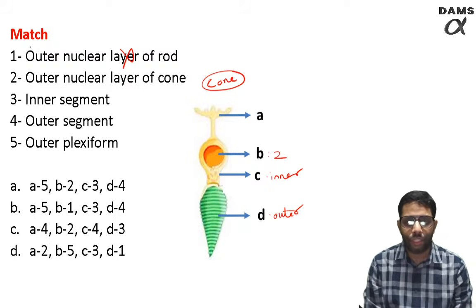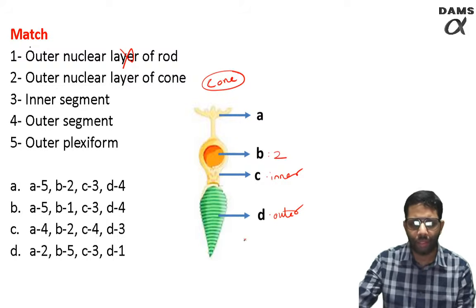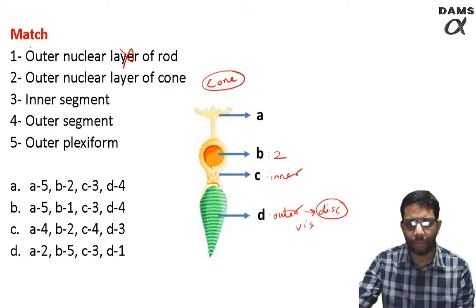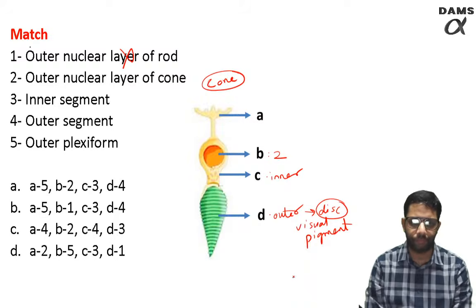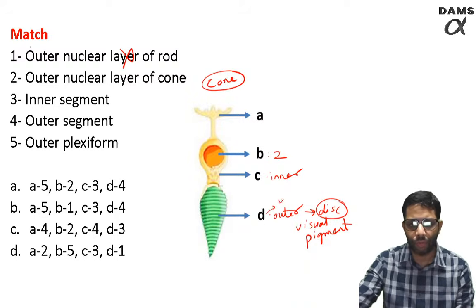That inner segment is responsible for the homeostasis. It has endoplasmic reticulum, Golgi apparatus, while the outer segment contains membrane discs. You can see this disc, and the disc contains what? It contains the visual pigments, rhodopsin, iodopsin. In cone it is iodopsin, and this is towards the RPE layer. So D is the outer segment, that is 4. C is the inner segment, that is 3.